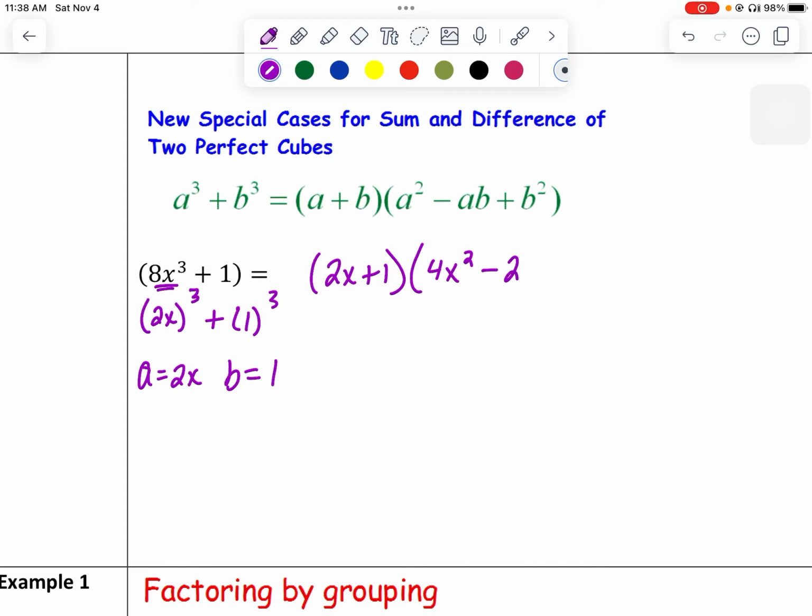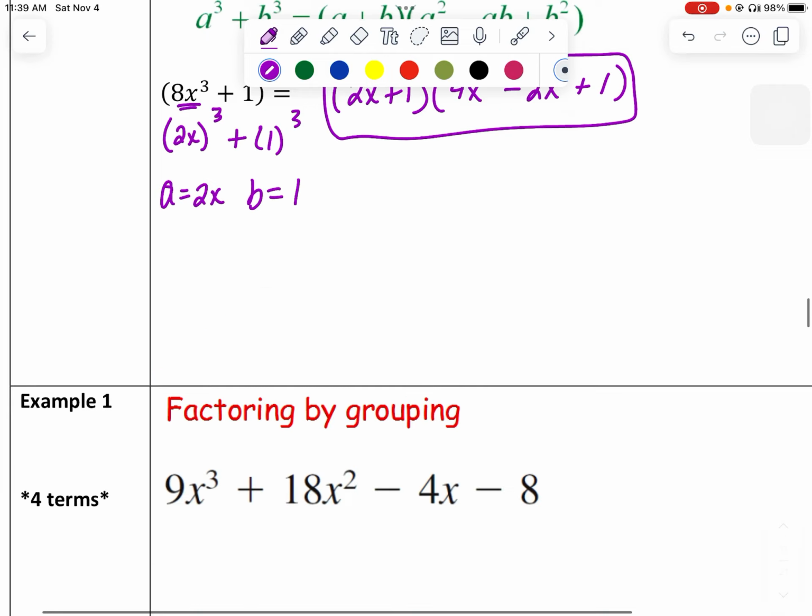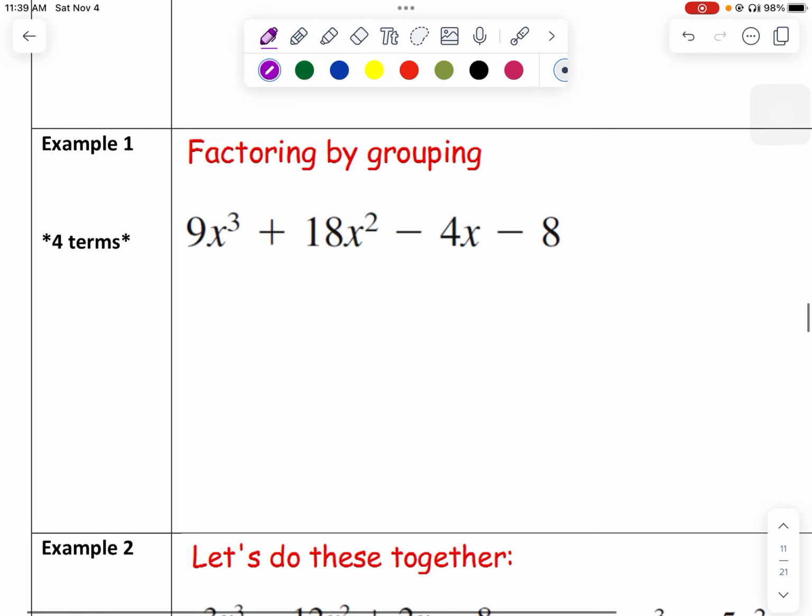So that is new: sum and difference of cubes. The formulas are provided, but it does take some practice to get those down. And then our new method again is factor by grouping. We do factor by grouping anytime we have 4 terms. All of the factoring examples I've done so far today have been 2 or 3 terms. So if you see a 4-term one, we have to do factor by grouping.